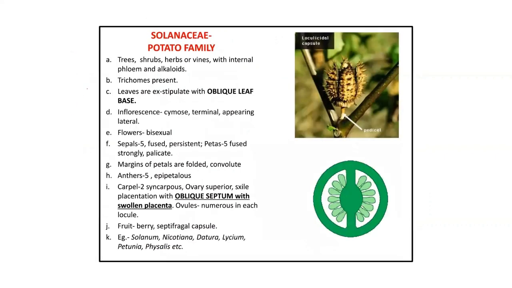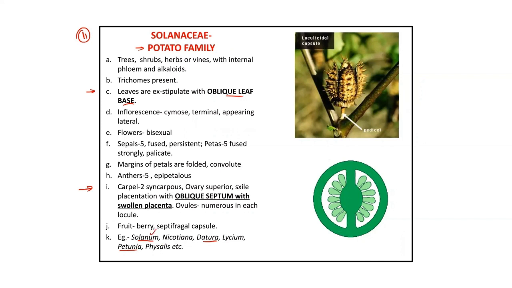Then we talk about the next family, that is Solanaceae, or the potato family. In this, the leaves are exstipulate with oblique leaf base. Oblique leaf base is an important identification feature which is present. Then we talk about oblique septum with the swollen placenta inside the carpel. Okay, so this is also an important feature, and the important members are Solanum, Datura, and Petunia.